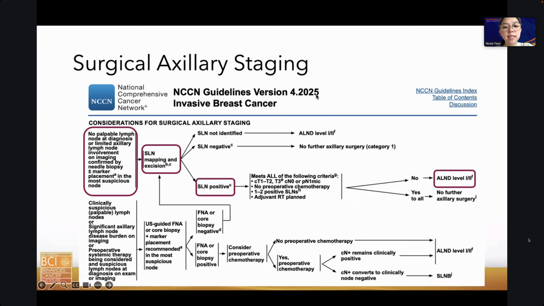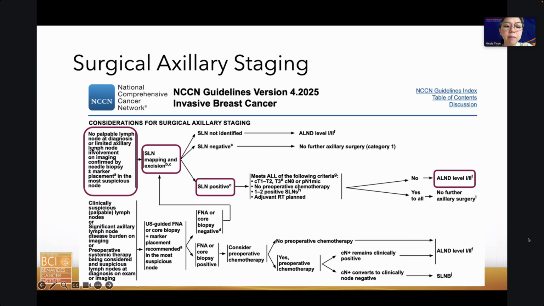So this is the latest NCCN guidelines. It might cause some confusion. That's why I added it, no? So if you see here, considerations for surgical axillary staging: no palpable lymph node at diagnosis, or limited axillary node involvement on imaging confirmed by needle biopsy in the most suspicious node. So this one actually tells us kahit may positive lymph node, we can do sentinel lymph node biopsy.